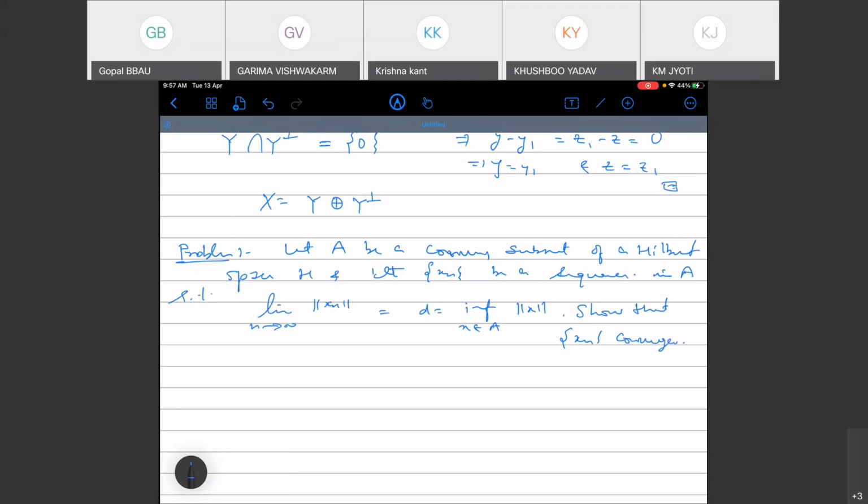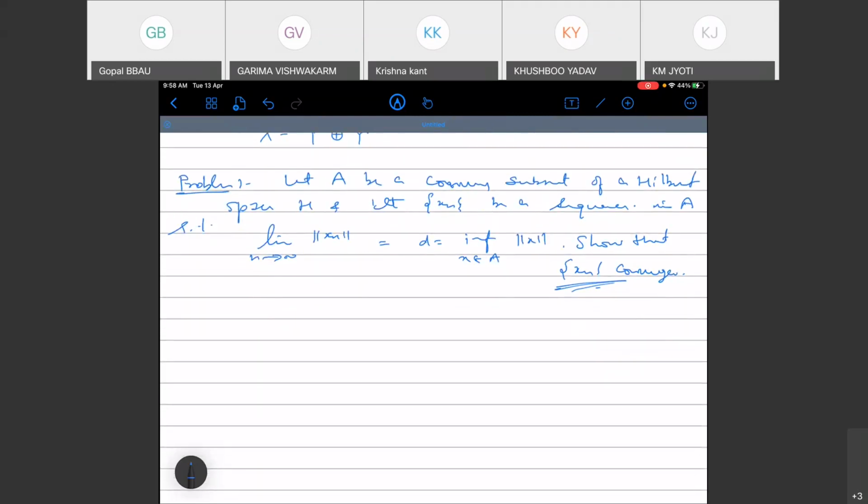convergent. Here it is given that H is a Hilbert space, meaning it is complete. So use completeness somehow. Xn is convergent, meaning convergent in X. So prove that Xn is Cauchy in H. If Xn is Cauchy, it will definitely converge. So this is a hint for this problem.